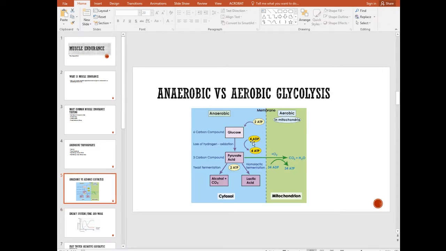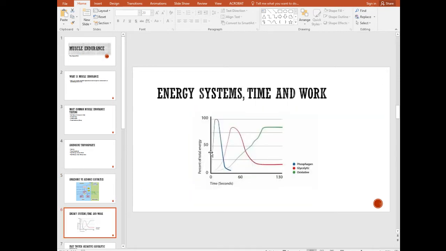So what I was getting at is these two systems are not independent. They happen together. But really our 3 main energy systems all work together. So this blue line represents the ATP-CP system. The red line represents glycolysis. And then the green line is the aerobic oxidative energy system.